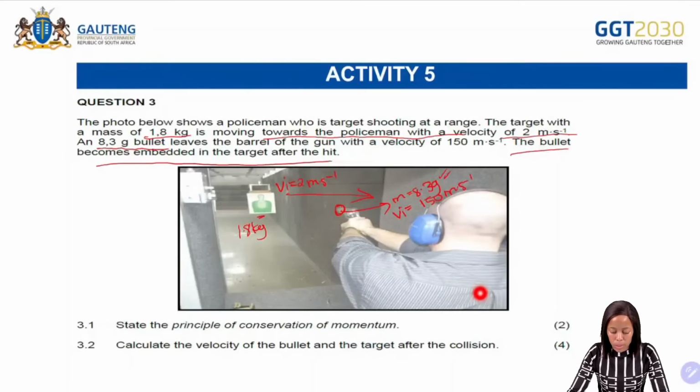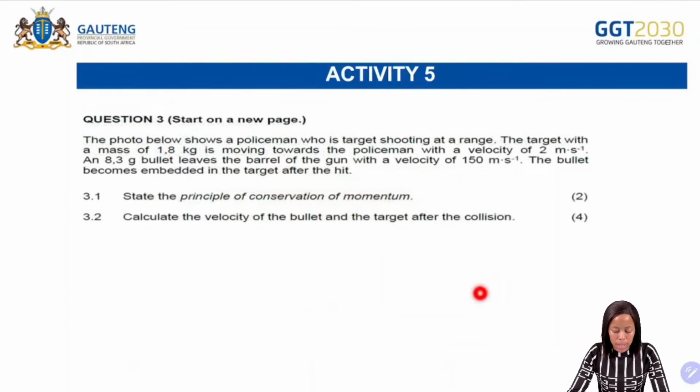Let us move on to the next one. It says the photo below shows a policeman. It's the same statement, right? And then 3.1 says state the principle of conservation of linear momentum.